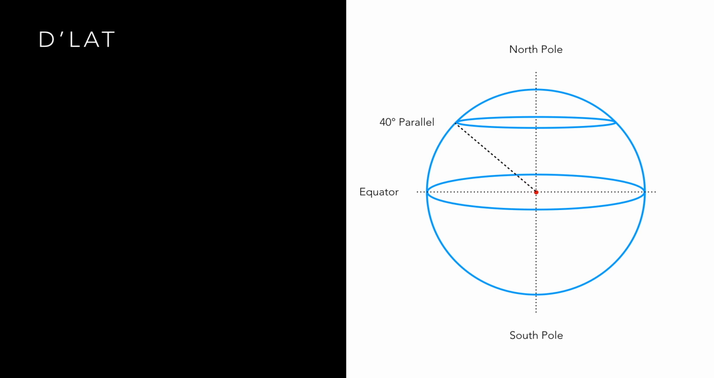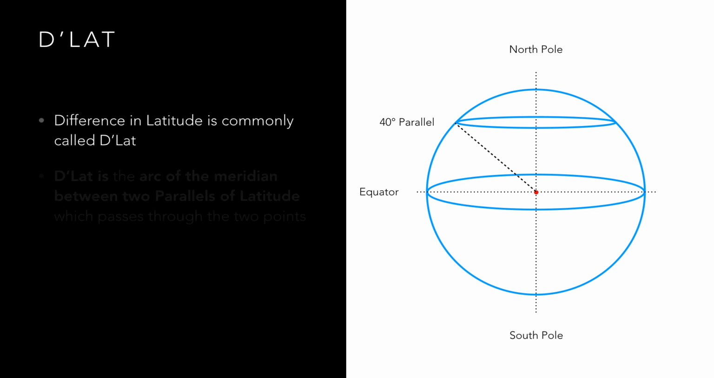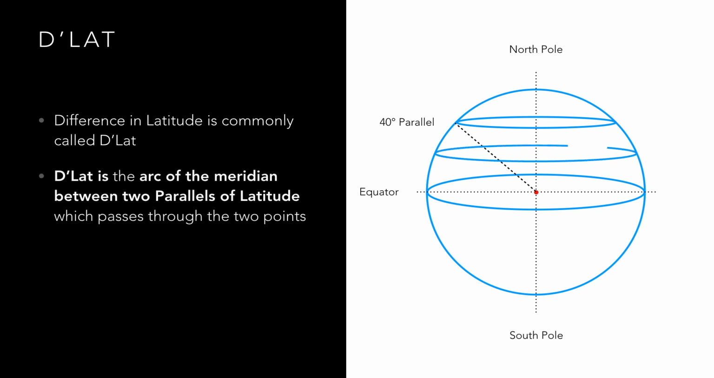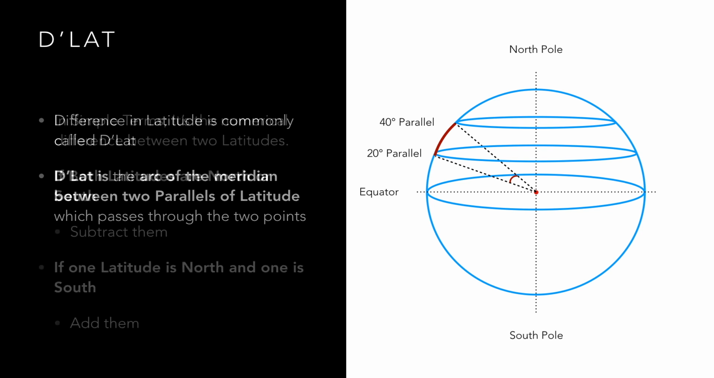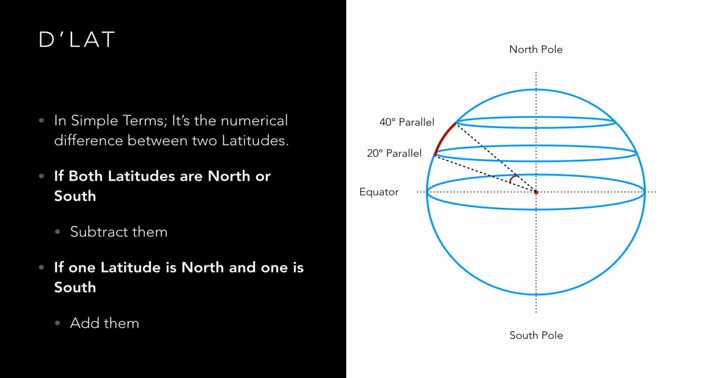Now let's look at the difference in latitude, or DLAT as it is commonly called. Mathematically, the DLAT is described as the arc of the meridian between two parallels of latitude which passes through the two points. To put that in simple terms, it's the numerical difference between the two latitudes. If we use the example of 40 degrees north and 20 degrees north, we should have a DLAT of 20 degrees. Be aware that if you cross the equator, you have to take this into account.